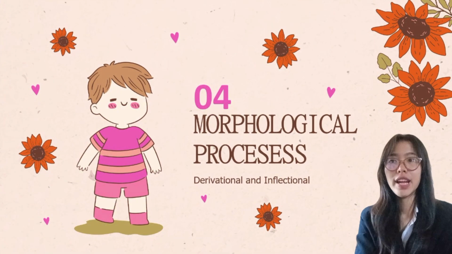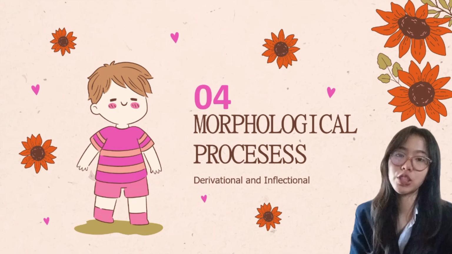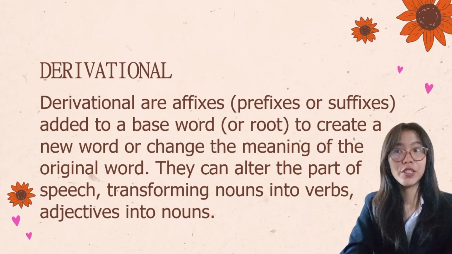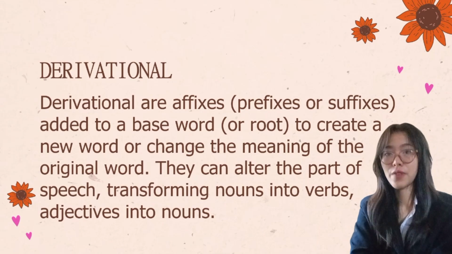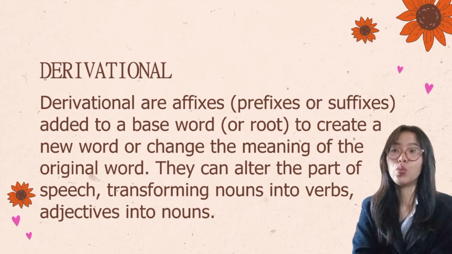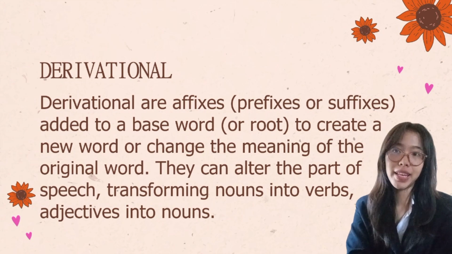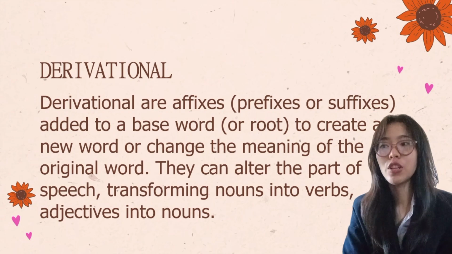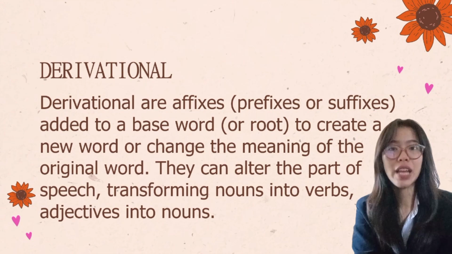Number four is morphological processes that include derivational and inflectional. First is derivational. Derivational morphemes are affixes, prefixes or suffixes, added to a base word or root to create a new word or change the meaning of the original word. They can alter the parts of speech, transforming nouns into verbs, adjectives into nouns.